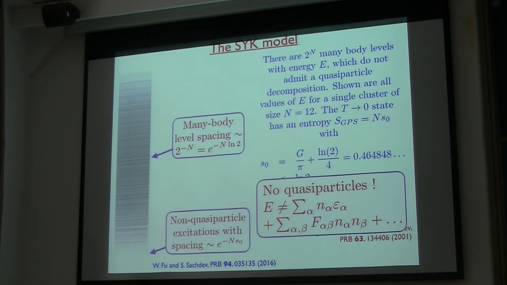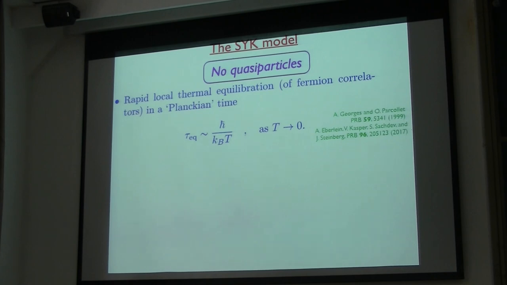All right, so I have not shown you the derivation of this S naught. It's quite a complicated calculation, and you have to read some of the papers for that. However, the most interesting property is this property right here. It was shown originally by George and Parcollet, and more carefully by us for non-equilibrium properties. If you ask the same question I asked for the quasi-particle system, how long does it take to equilibrate? What you find here is that the equilibration time is universal. It's independent of U. It doesn't depend on U at all at low temperatures. It just depends on temperature and Planck's constant. So people are calling this the Planckian time.